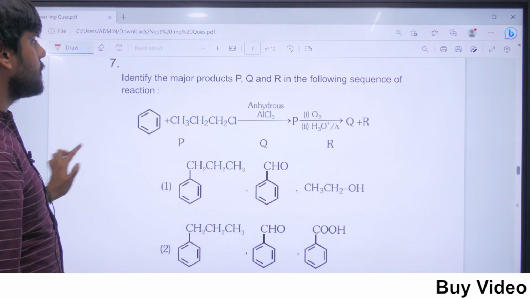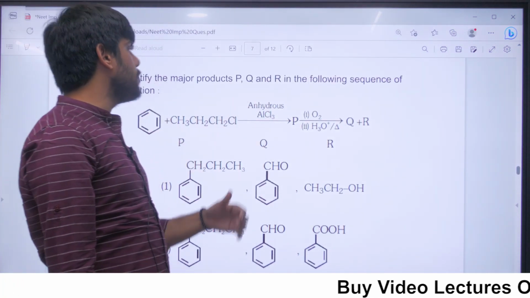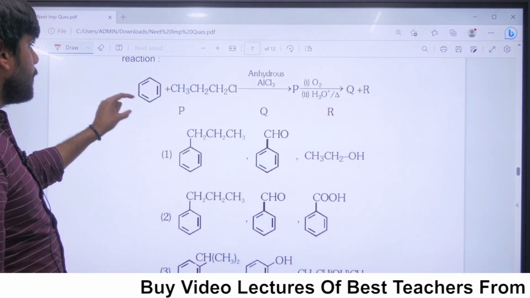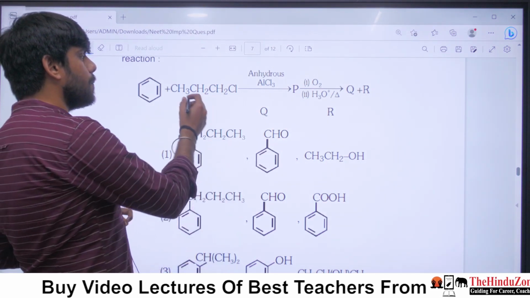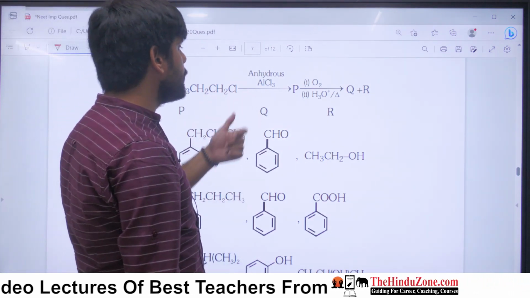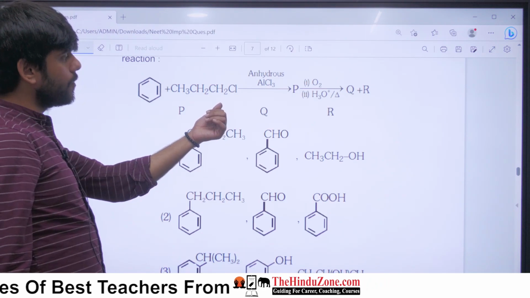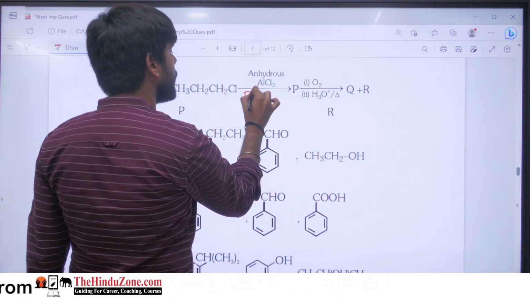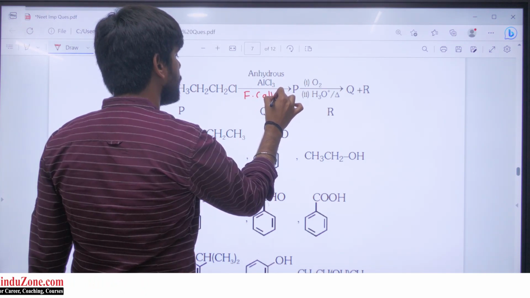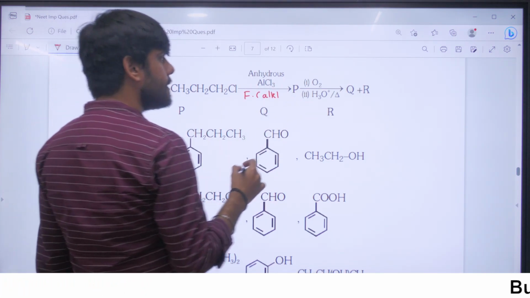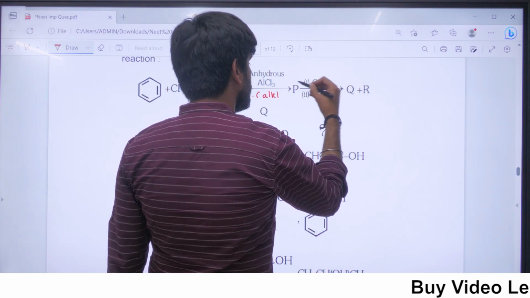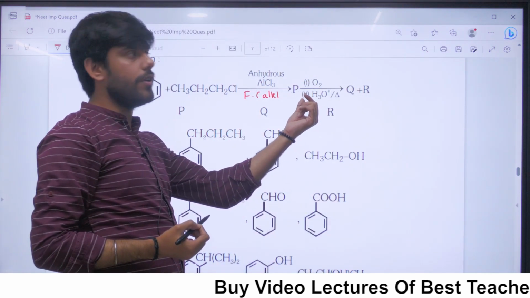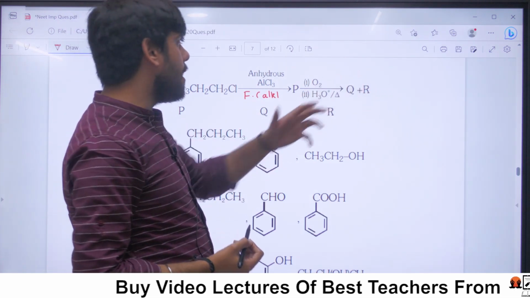Identify the major products P, Q and R in the following sequence of reactions. Again we have a sequence of reactions. Benzene on treatment with propyl chloride in the presence of anhydrous aluminium chloride. This is your Lewis acid, and this reaction is Friedel-Crafts alkylation. In the second step, it is oxidation. This P upon aerial oxidation followed by acidic hydrolysis gives you Q and R.